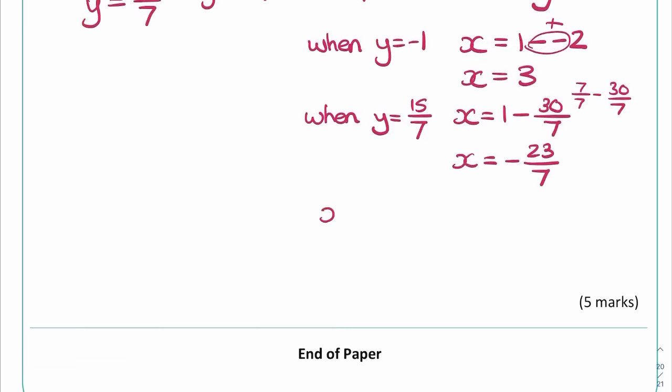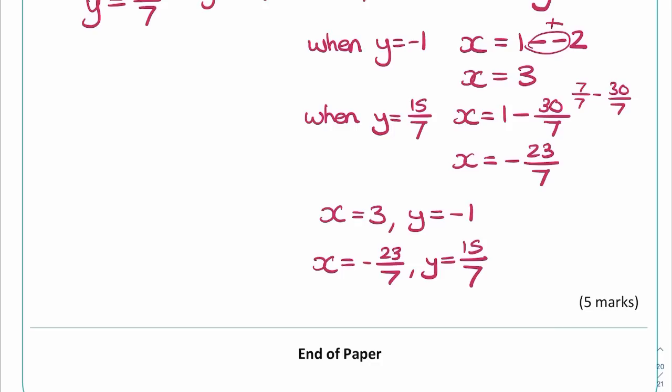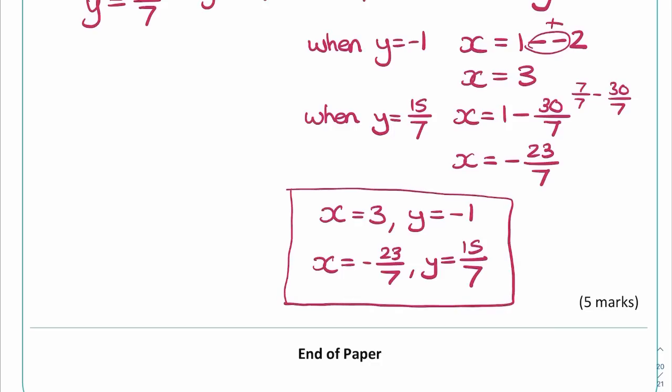So I would say x equals 3, y equals -1. And for the other one, x equals -23/7, y equals 15/7. Oh, there we go, not very nice final step there, but there is our final answer.